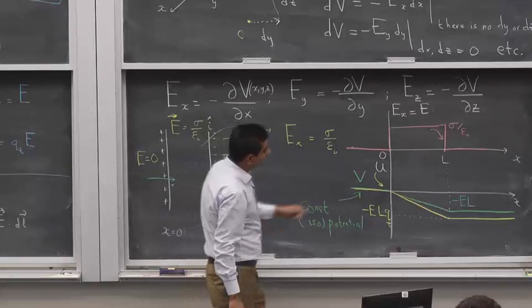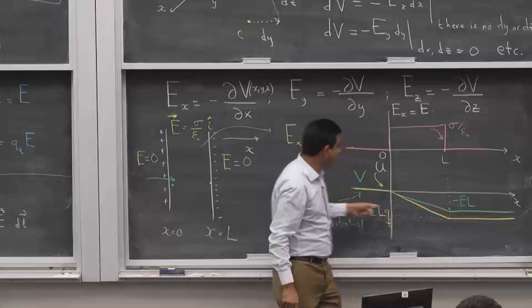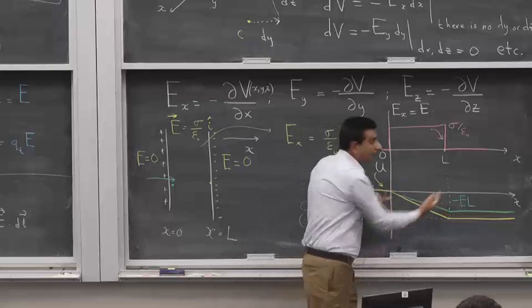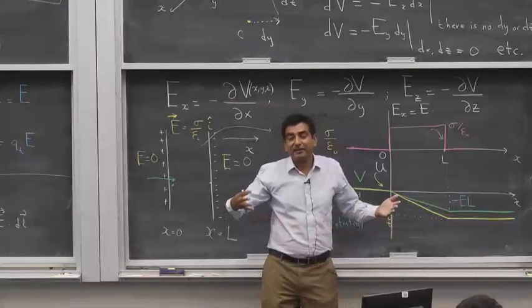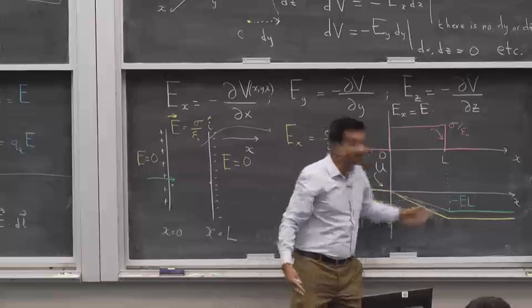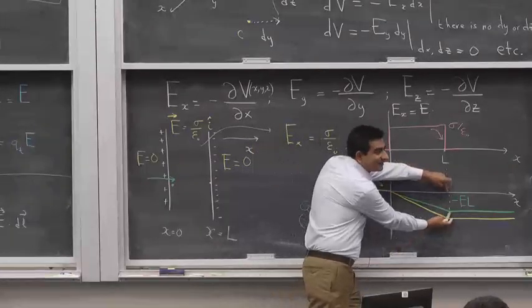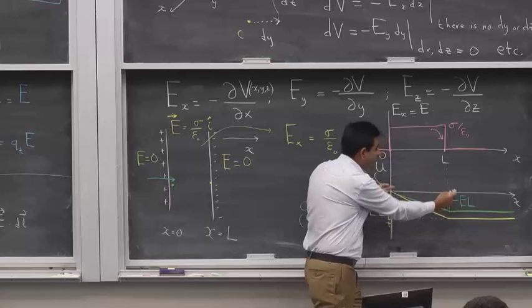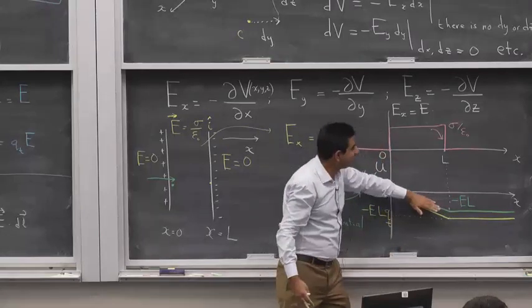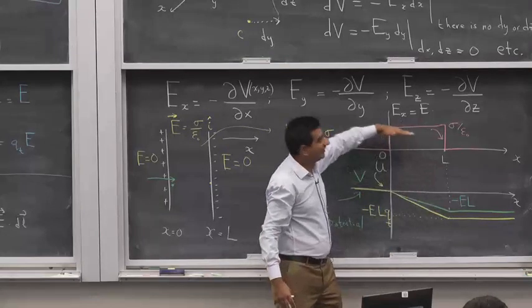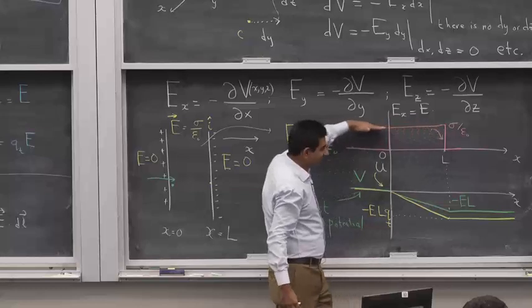Now let's find out the slope. The slope is simply EL divided by L. It's minus E. Right? It's just this height, which is minus EL divided by L, which is minus E. Now minus E with the negative gives you plus E. So the electric field is plus E in this region.